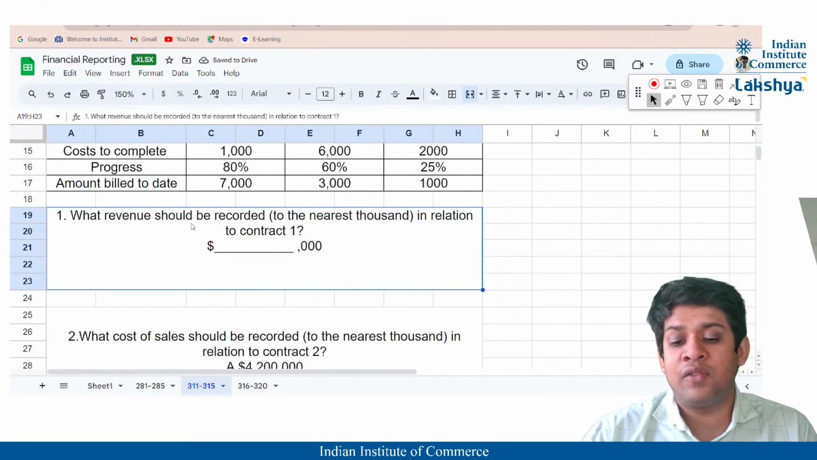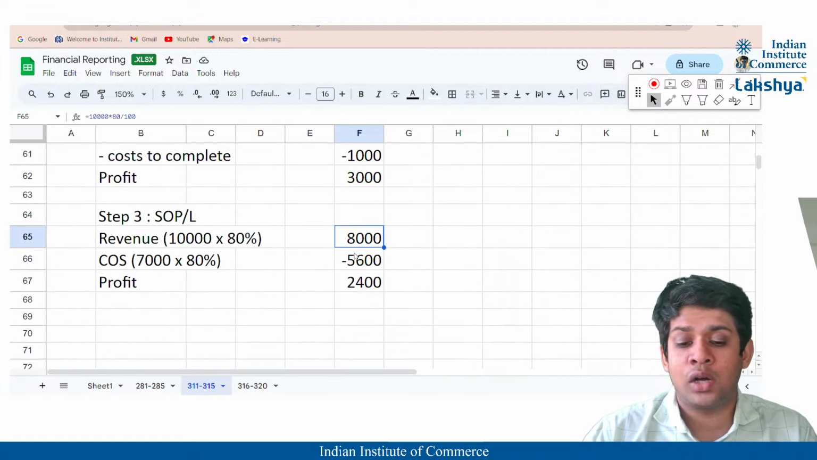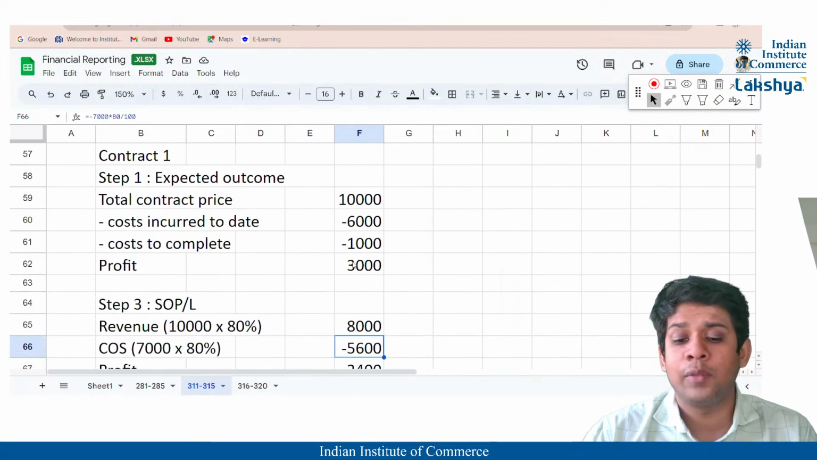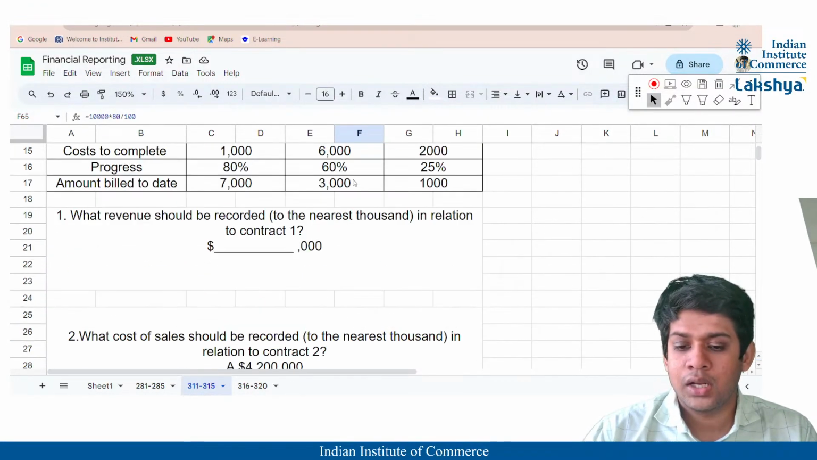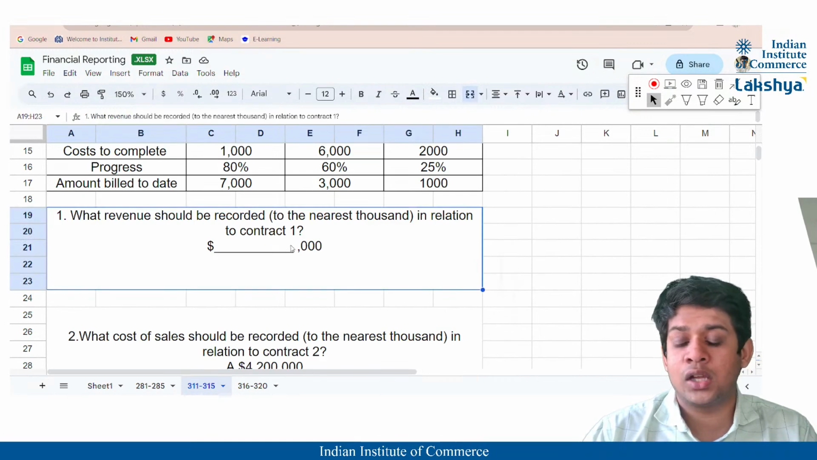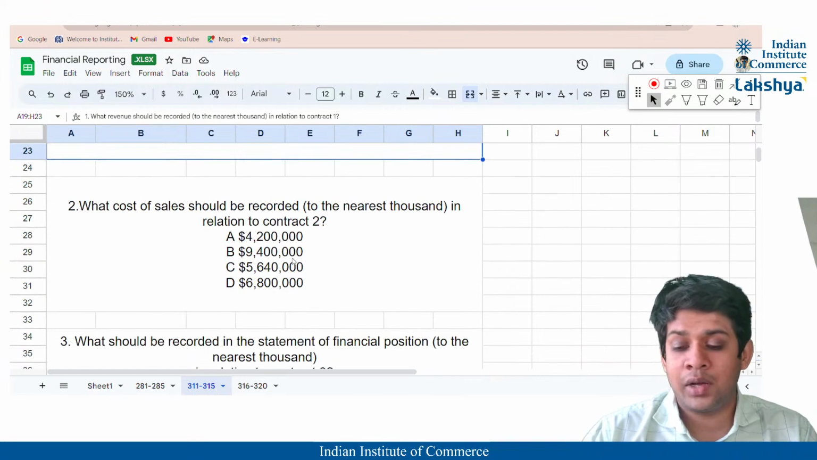They asked for what is the revenue to be recorded in relation to contract 1, right? So that we already calculated. The revenue to be recorded is 8,000. We would have ignored this, right? But we did it anyway. It's okay. So $8,000 is the revenue to be recognized, and that will be stated here. 8,000 is going to be your answer. Okay. I hope it is clear to everyone.